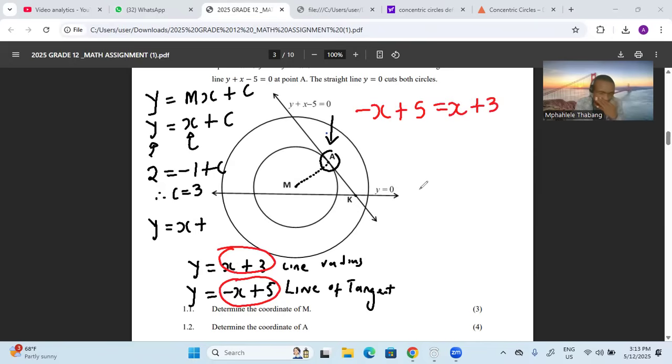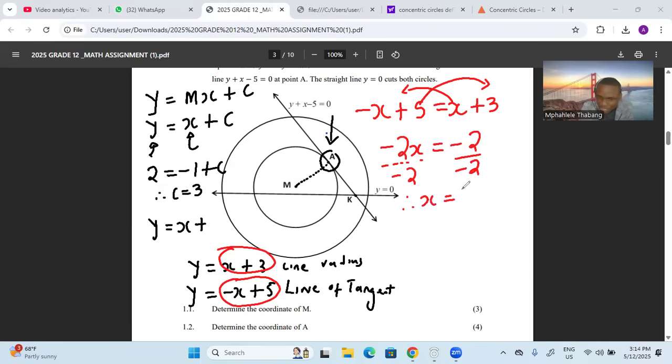And then now I will solve for x. Let me pull x to the left-hand side. So it's going to be minus 2x equals, let me pull 5 to the right-hand side, which is going to be 3 minus 5, which is negative 2. Minus 2x equals negative 2. Then you divide both sides by negative 2. Therefore, x is 1. It means that the line of tangent and the line of radius meet at A, where the x coordinate at A is 1.